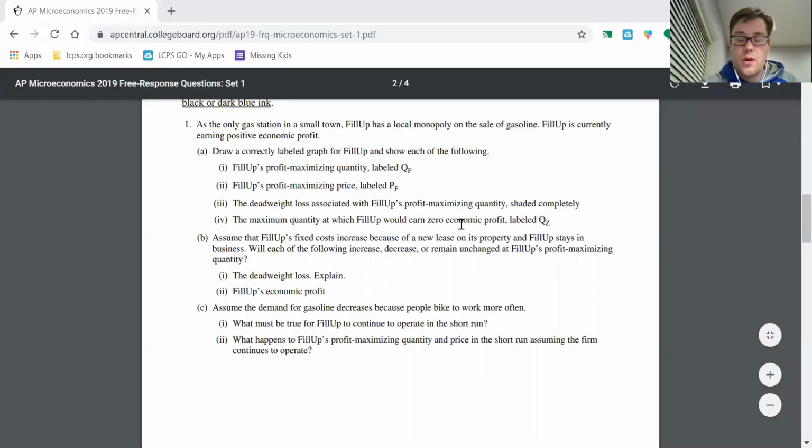All right, I want to take a look at the 2019 Microeconomics exam, FRQ number 1. So let me try and share my screen. All right, so here we are.